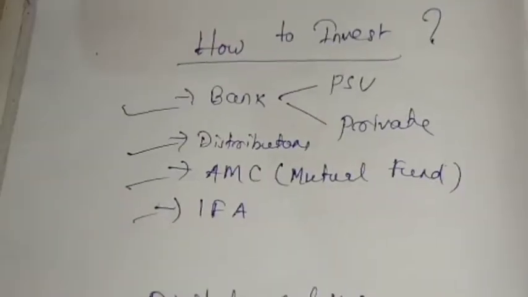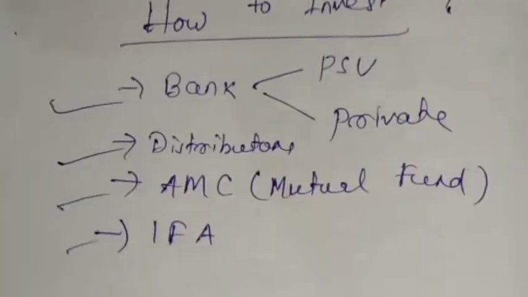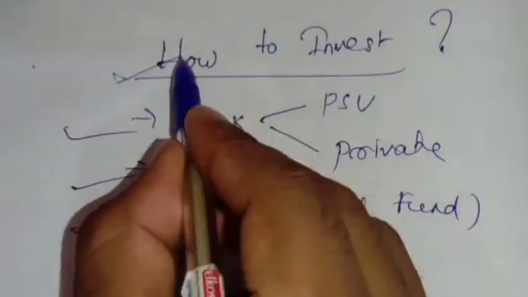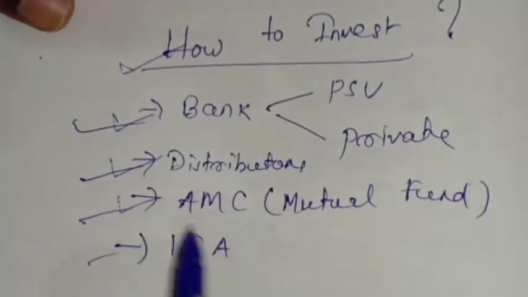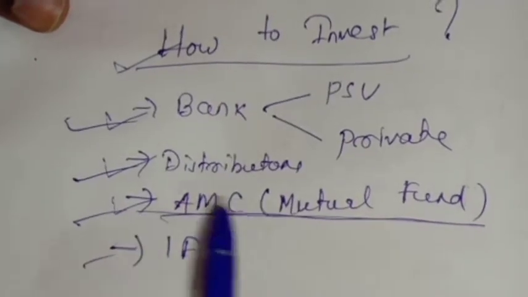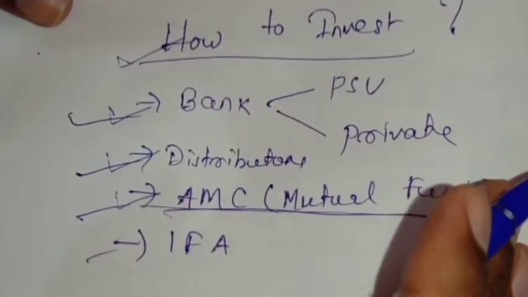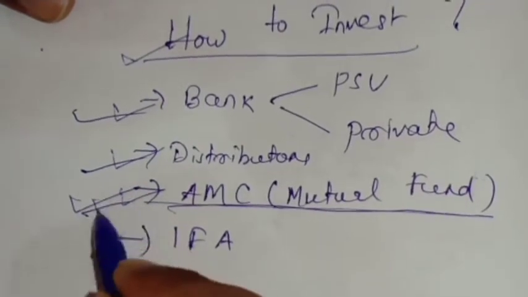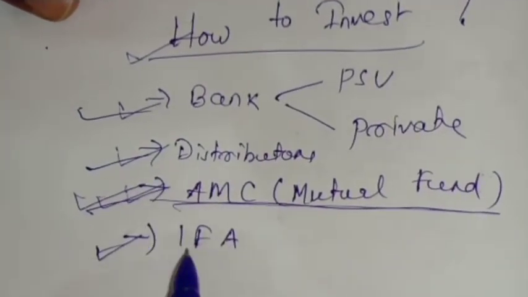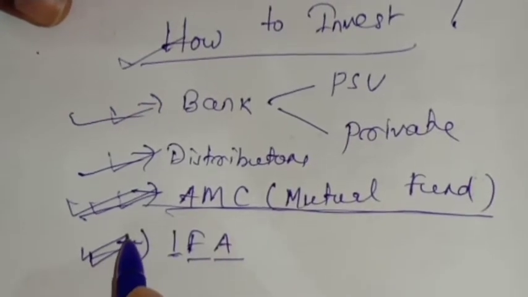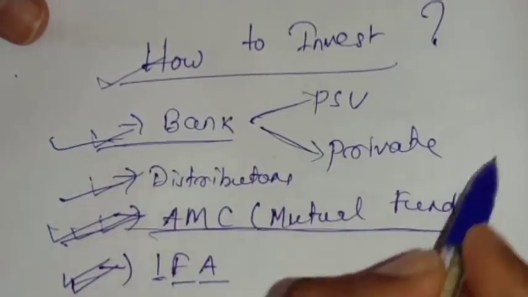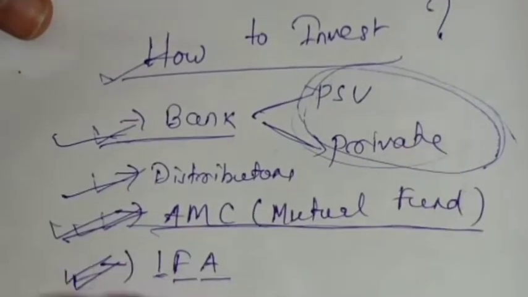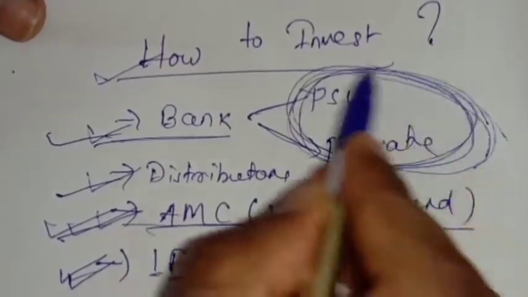So how to invest in a mutual fund? As per your requirement, I have told you the different types of funds. Whatever you feel is most suitable, you can invest in that type of fund. Through what? Through a bank you can invest, through distributors you can invest, through an AMC you can invest, like the mutual fund companies Aditya Birla, HDFC, ICICI, Axis, Mirae Asset. You can invest through the AMC directly also. IFAs, independent financial advisors, are also there, you can invest through them also. Through a bank you can invest, in PSU banks as well as private banks. They have a tie-up with those banks, so you can invest through them also. They also have their own mutual funds where you can invest.